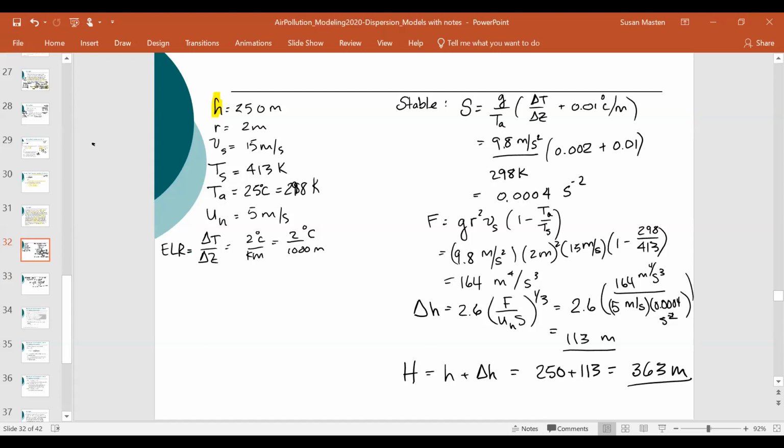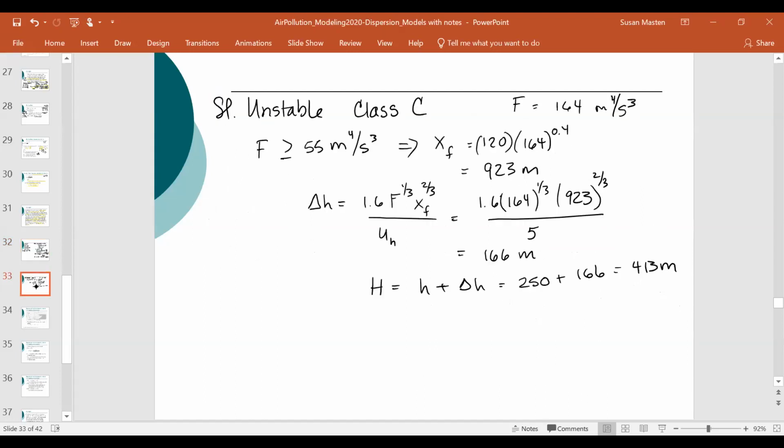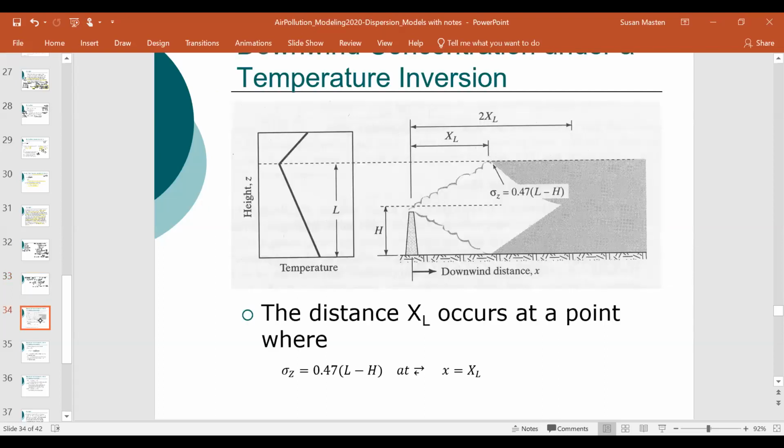363 meters. Okay. So for the stable conditions here, that plume rise is not as great as it is for the unstable conditions. And that's what we shared before. Okay, so for a more unstable condition, you're going to see a greater plume rise. For stability class A, we'd expect even a greater plume rise. Any questions? Okay. So let's move on.